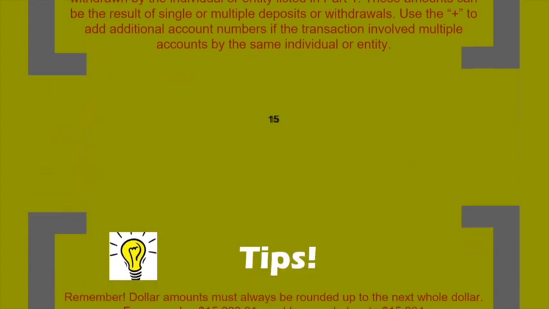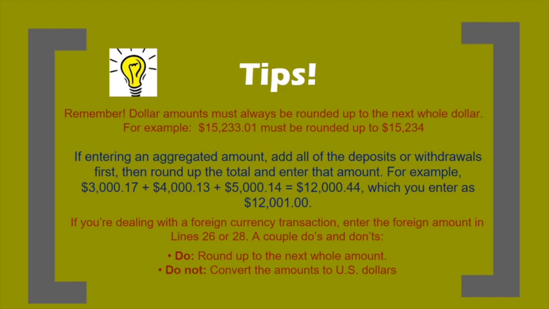A few tips. Remember, dollar amounts must always be rounded up to the next whole dollar. For example, you have $15,233.01. You must round up to $15,234. If entering an aggregated amount for multiple transactions, add all of the deposits or withdrawals first, then round up the total and enter that amount. For example, you have 3 transactions totaling $12,000.44. You must enter that as $12,001.